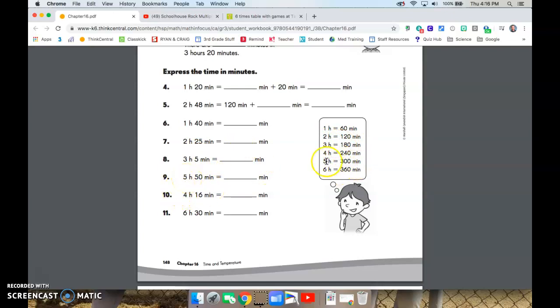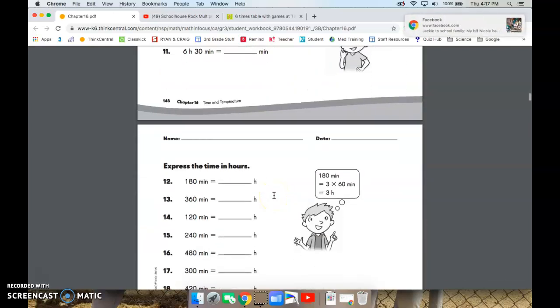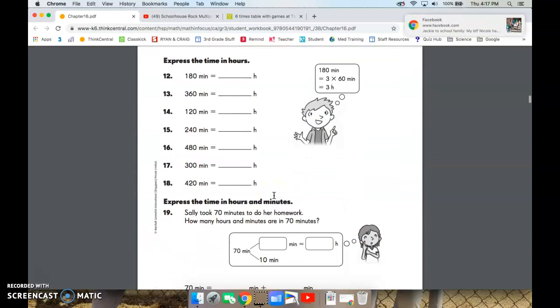5 hours, whoa, that's a lot. 5 hours, there's 300 minutes. Plus 50 is 350 minutes. 4 hours is 240. Plus 16 minutes is 256 minutes. 6 hours, ooh, that's a lot. 6 hours, 360 minutes. Plus the 30 minutes right there is 390 minutes.